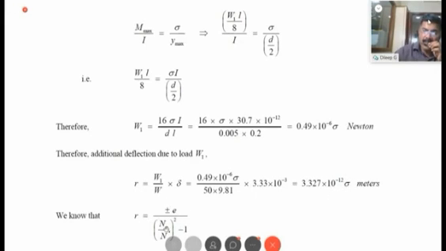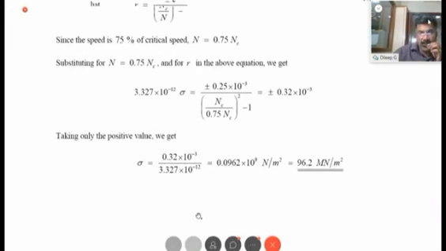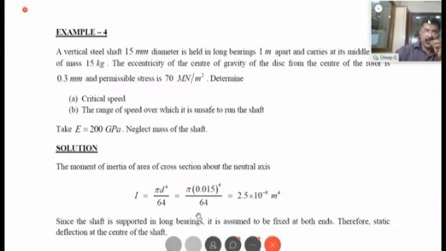ഈ ഫോമിലേക്ക് R = ±(Nc/N² − 1) ..., അതാണ് ആദ്യം നമ്മൾ ഡിറൈവ് ചെയ്ത ഫോർമുല. ആ ഫോർമുലയിലേക്ക് R ഇൻ ടേംസ് ഓഫ് σ. ഇവിടെ E അറിയാം, Nc അറിയാം, N അറിയാം. Ncയും Nയും ക്യാൻസൽ ചെയ്ത് പൊയ്ക്കോളും. 75% ക്രിട്ടിക്കൽ സ്പീഡ് എന്ന് പറഞ്ഞിട്ടുണ്ടെങ്കിൽ N എന്ന് പറഞ്ഞാൽ 75% ക്രിട്ടിക്കൽ സ്പീഡാണ്, 0.75 Nc. അങ്ങനെ ചെയ്ത് കഴിയുമ്പോൾ നിങ്ങൾക്ക് σ കിട്ടും. ദിസ് ഈസ് ഹൗ ടു ഫൈൻഡ് ഔട്ട് ദ ബെൻഡിങ് സ്ട്രെസ് ഓർ ബെയറിംഗ് സ്ട്രെസ്.